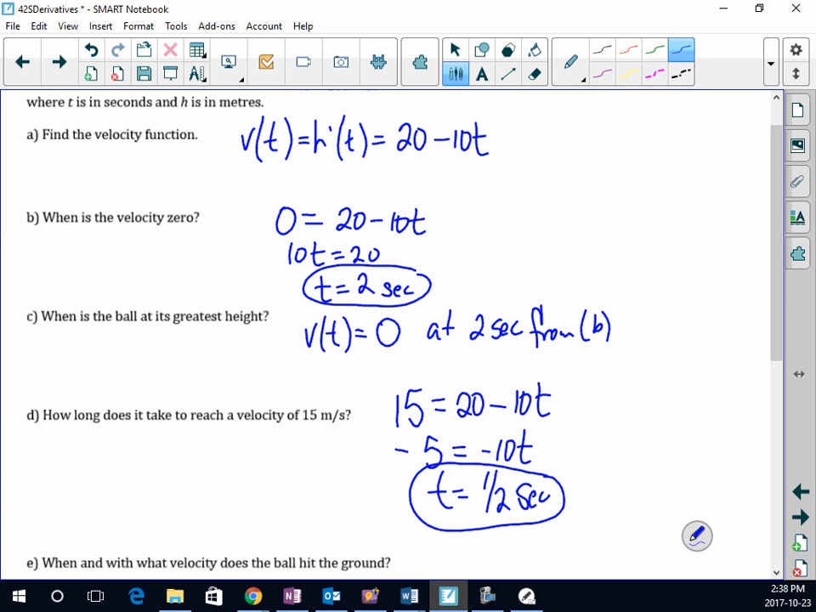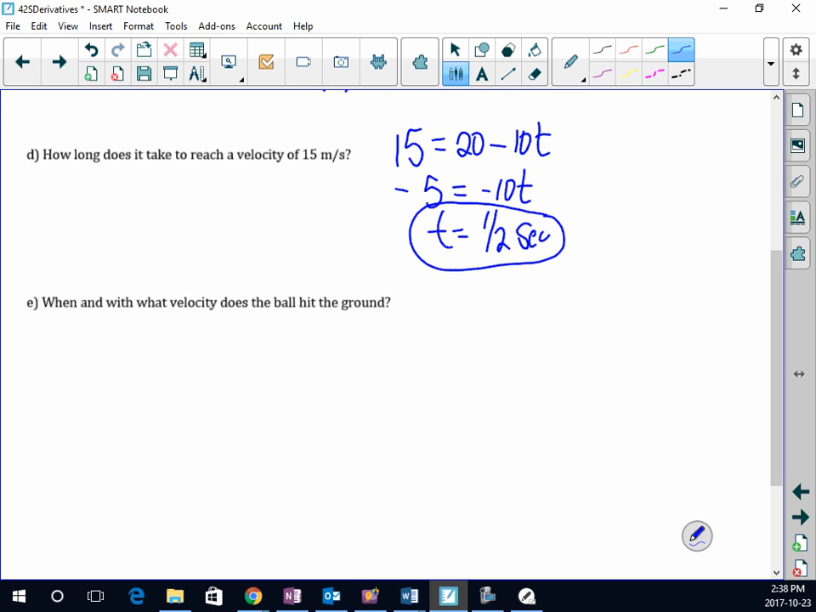When and with what velocity does the ball hit the ground? So it said h of t is 0. Does everybody see it hits the ground when h of t equals 0? That's the ground, yes?